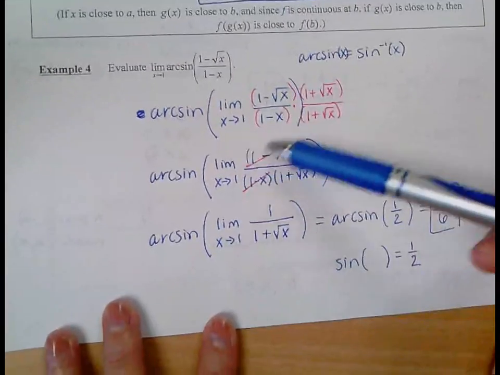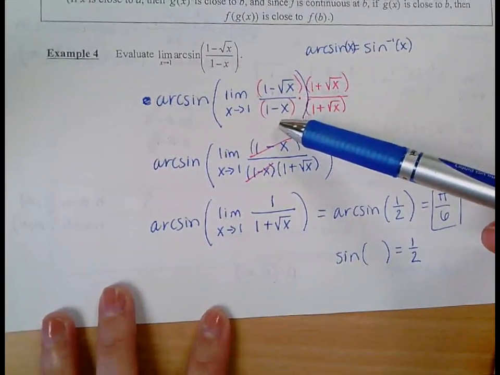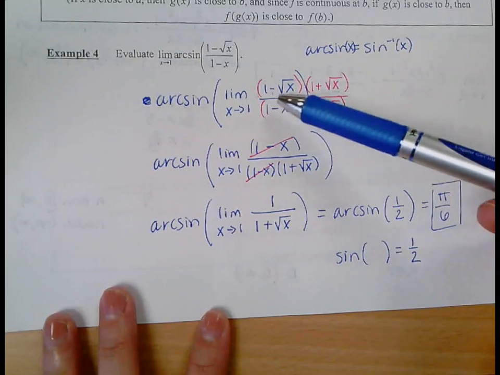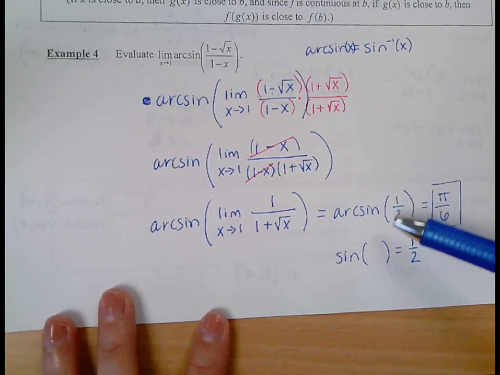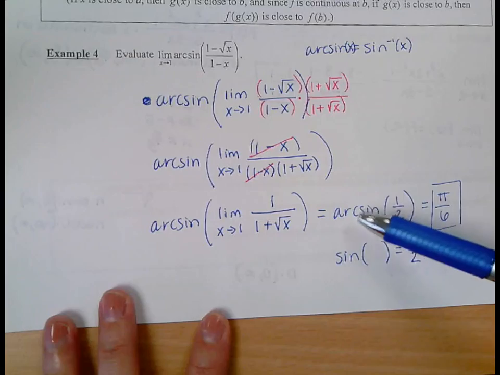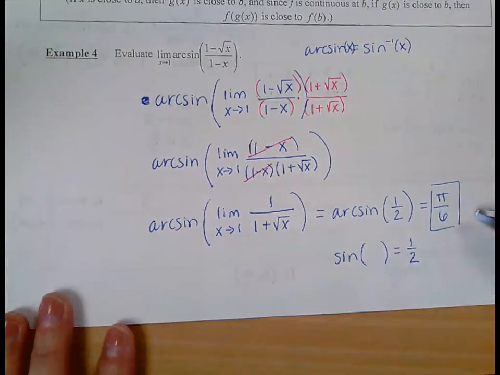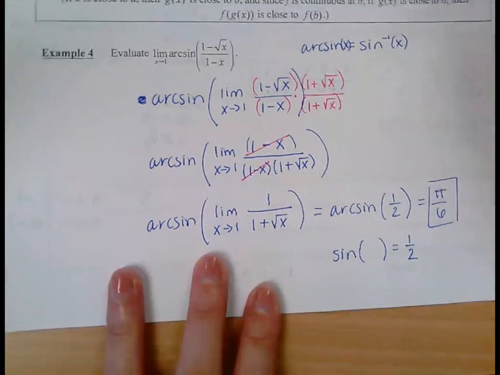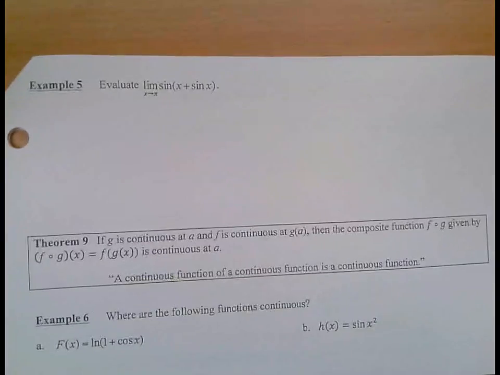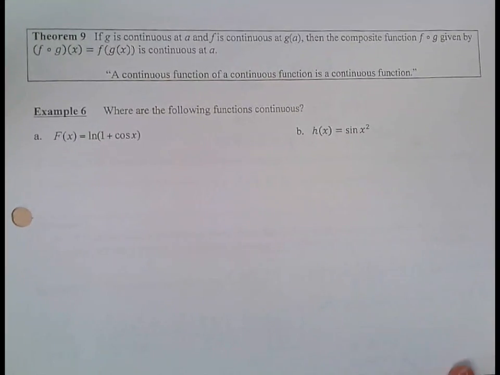So you can see that's what we had done here. We took the limit of the 1 minus square root x over 1 minus x as x approached 1. We found that limit to be 1/2, and then we found the value of arc sine or inverse sine of 1/2 to be pi over 6. So example 5 is very similar to that, which is why I'm skipping over to Theorem 9, and then underneath examples 6, A and B.